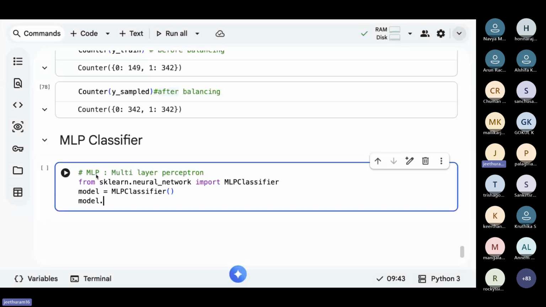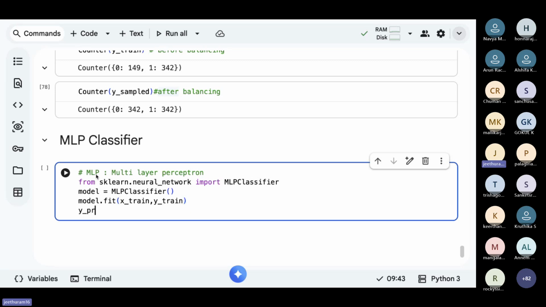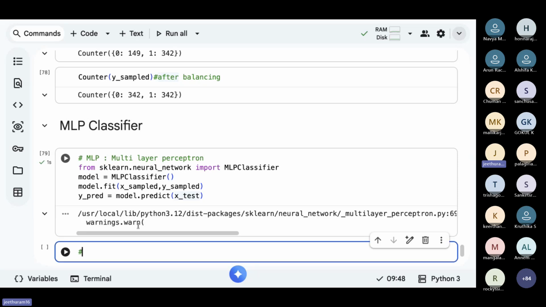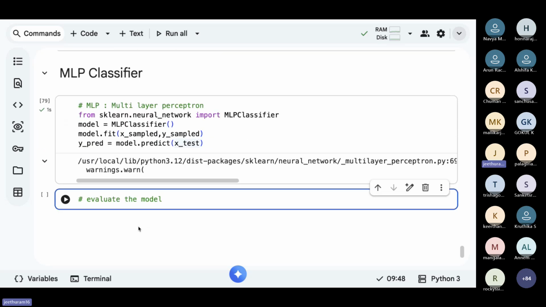Then train the model using model.fit with X_train, y_train, and then make the predictions using y_pred equals model.predict. One important thing: it's not X_train, it should be X_sampled, y_sampled, because SMOTE is applied now, so we are balancing. That should be taken. That's it. Try evaluating your model. Since it's a classification, use classification metrics to evaluate the model and see the performance.